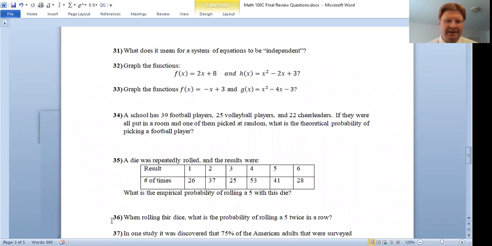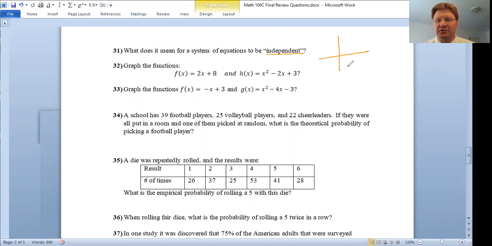Number 31 says, what does it mean for a system of equations to be independent? When you have a system of equations, you can either have, I guess I could graph it like this, two lines that are parallel, and that means inconsistent, no solution. You could have the two lines cross at some point. That is where we have one solution.